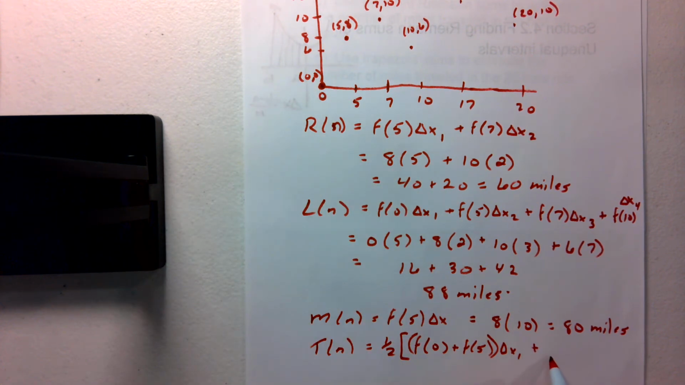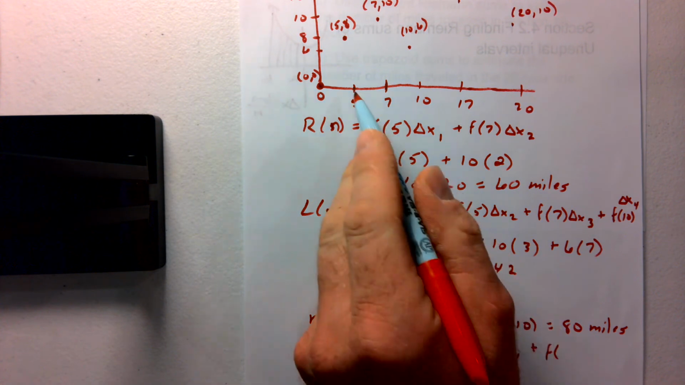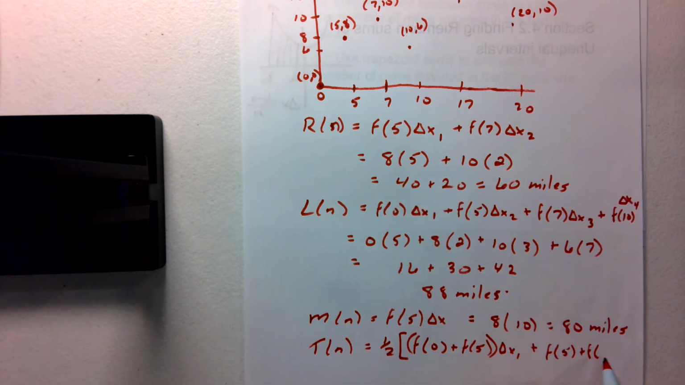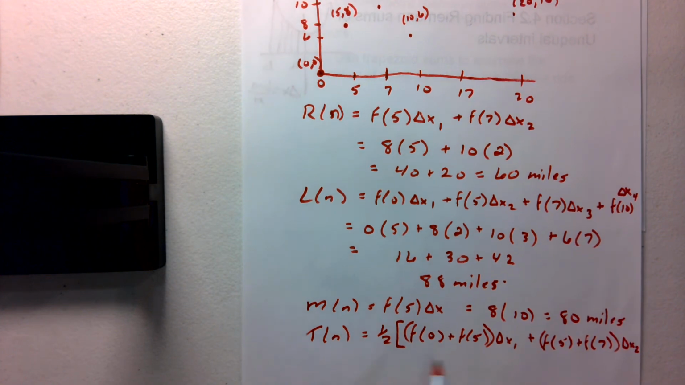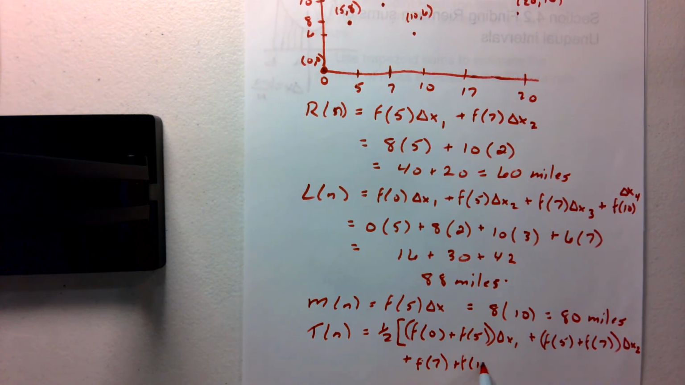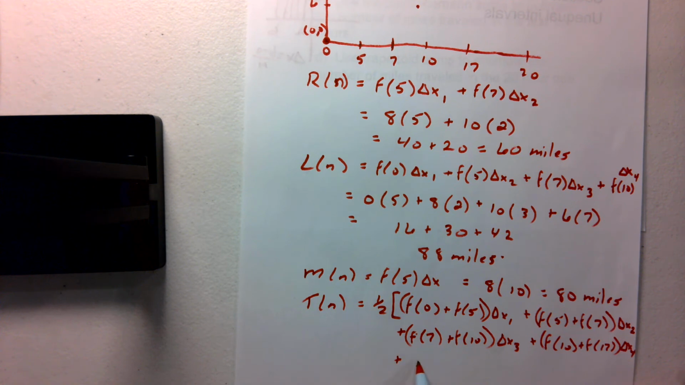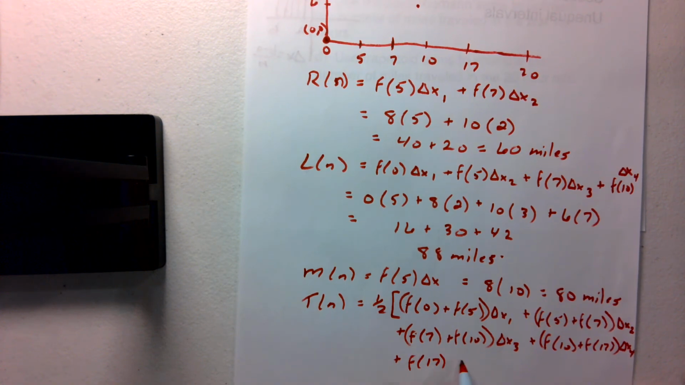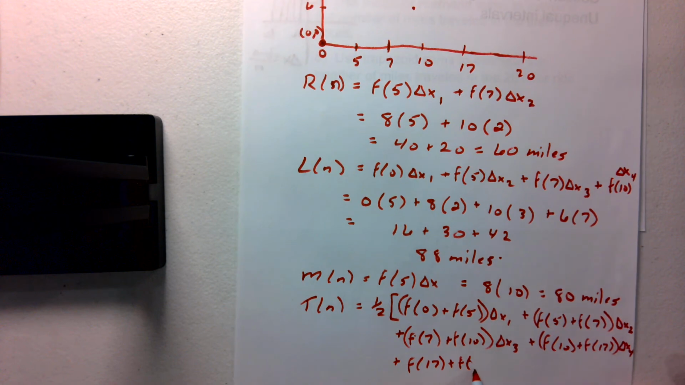That's going to be in parentheses times delta x1, which is going to be that distance in there. To that we're going to add, I'm going to run out of a lot of room here. So we're going to have f of 5 plus f of 7, and again times delta x2. To that we're going to add f of 7 plus f of 10, and then we're going to multiply that by delta x sub 3. And then we're going to add f of 10 plus f of 17, and then delta x sub 4. And lastly, we're going to have f of 17 plus f of 20 times delta x sub 5.